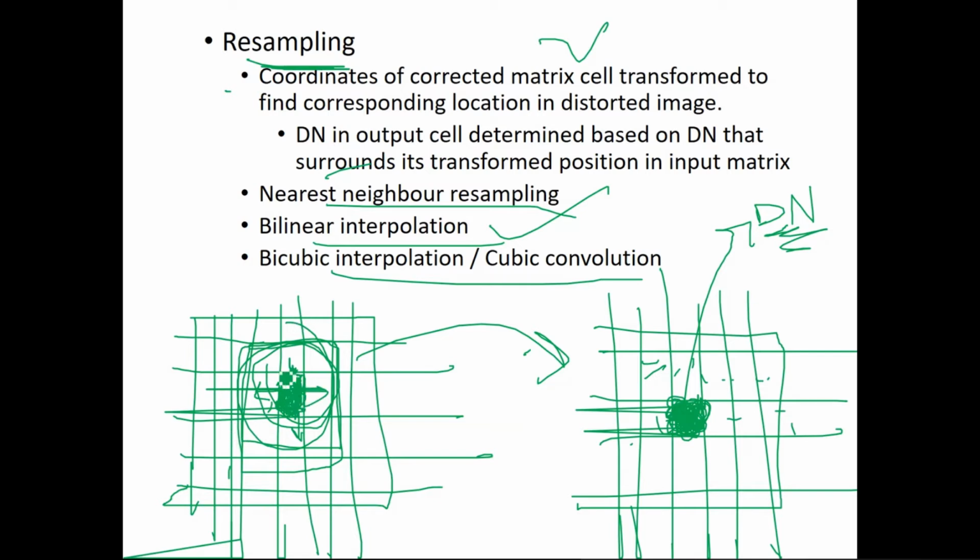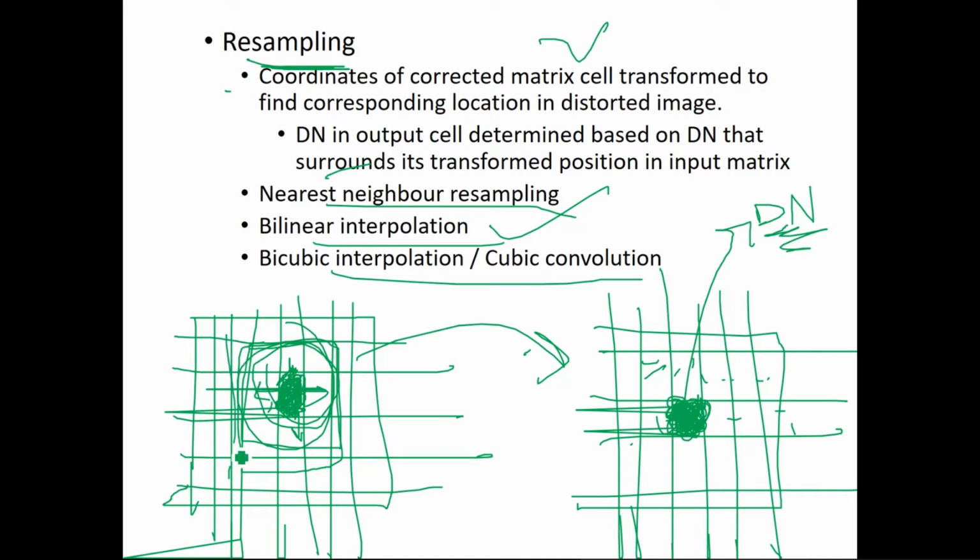Even better clarity and smoothness you will get through bicubic interpolation or cubic convolution, where the output cell DN value or pixel value is found by evaluating 16 cells in the input matrix.